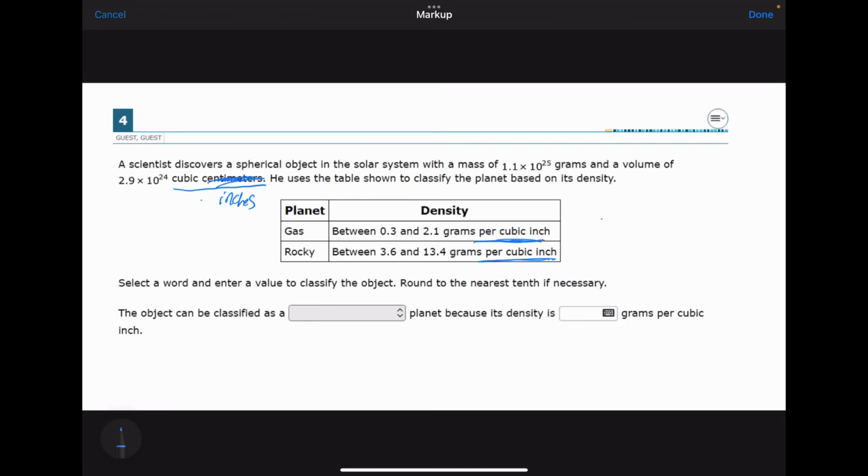He uses the table shown to classify the planet based on its density. Select a word and enter a value, and round to the nearest tenth. So this is a relatively straightforward question. Like I mentioned, if you make that assumption, all we have to do here is see, okay, we have grams per cubic inch. What that means mathematically is we have grams over inches cubed, and we're given the mass in grams is 1.1 times 10 to the 25, and we have a volume measurement of 2.9 times 10 to the 24 cubic inches.